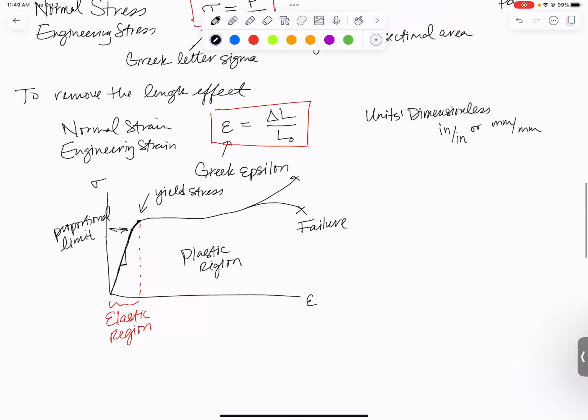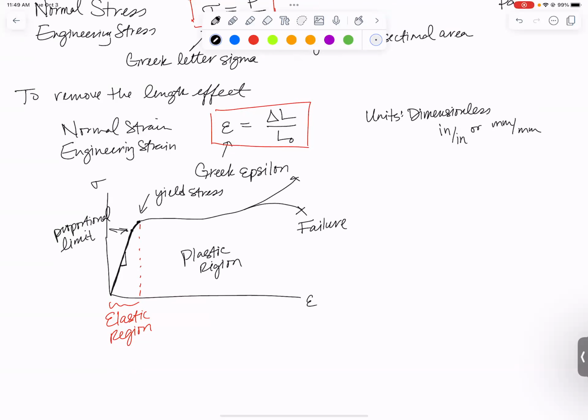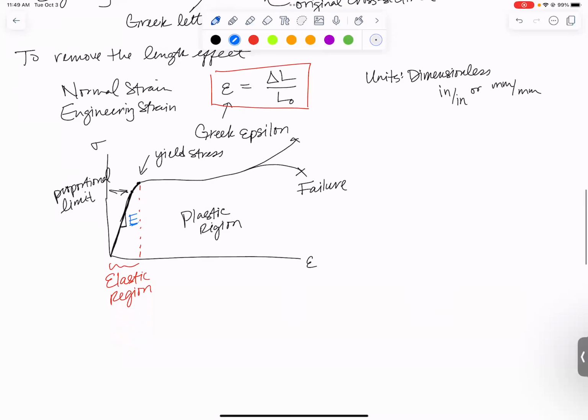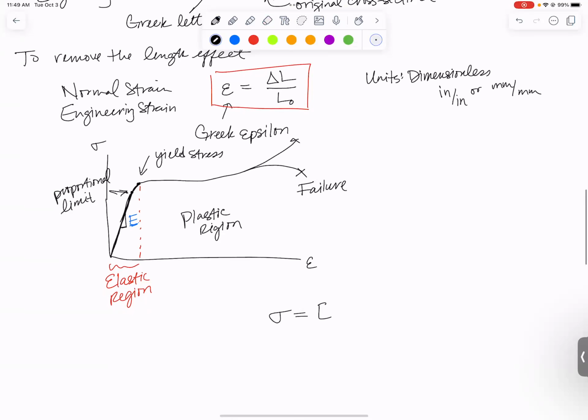In fact, we're going to assume for all of our calculations for the rest of the semester that we're in this proportional limit region right here, a perfectly straight line, and we're going to use the slope of that line, which we give a letter E. And if we're using a straight line, we can say sigma is simply equal to E epsilon. Sigma is just E times epsilon.